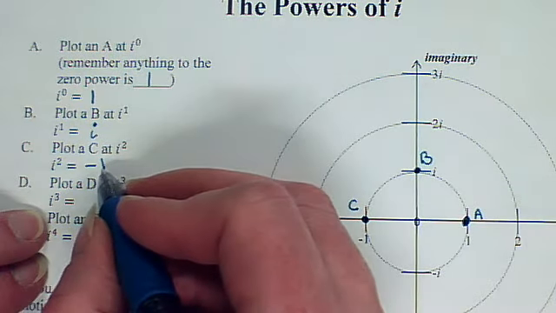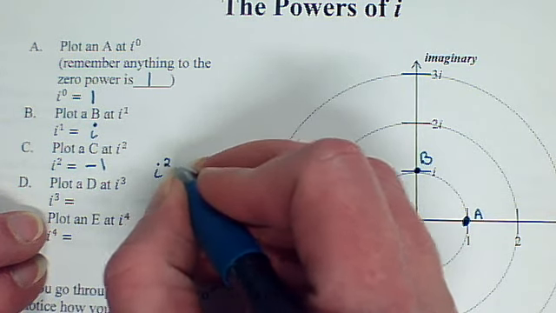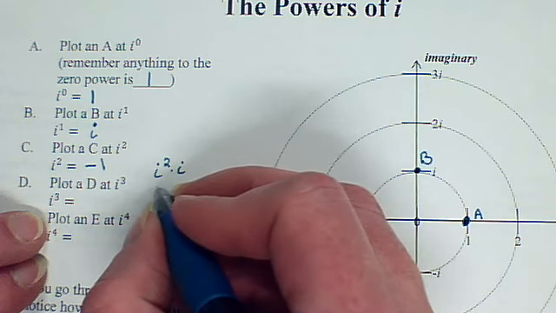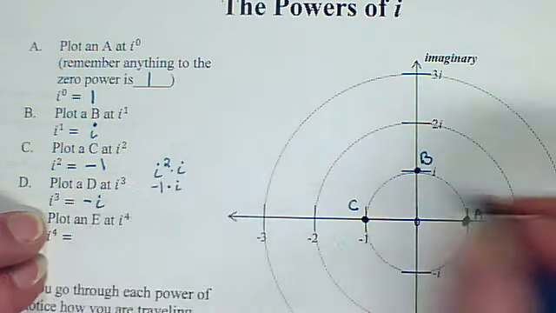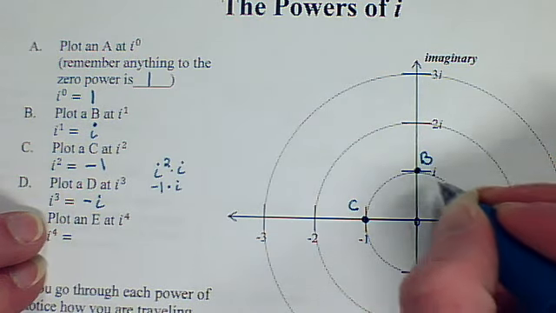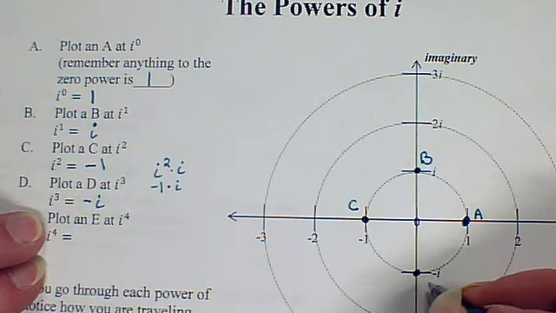Now, if I took i squared times i, I would get i cubed, right? i squared is -1, so -1 times i is -i. Look at what's happening. I started here, went up there, went down here, and now I'm down here.